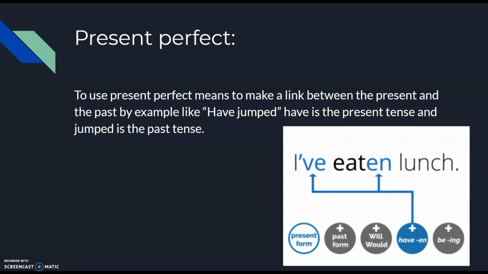Present perfect. To use present perfect means to make a link between the present and the past. For example, have jumped. Have is the present tense in the sentence, and jumped is the past tense in this sentence. And also, as you can see in the image that I put on my slide, that is converted to it too.